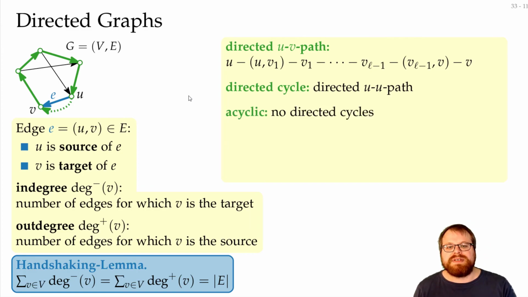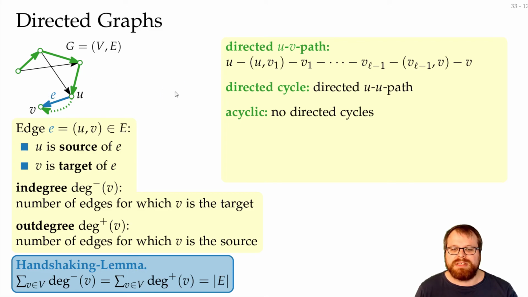We say that a graph is acyclic if there is no directed cycle in this graph. So this one here is not acyclic because we have this green cycle and we also have this cycle here. But it's easy to make it acyclic by just removing this one edge.